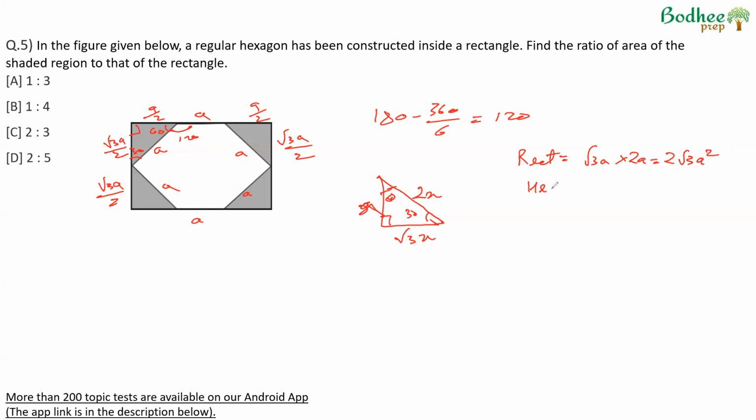The area of the hexagon will be 6 into root 3 by 4 a square, which is 3 root 3 by 2 a square.